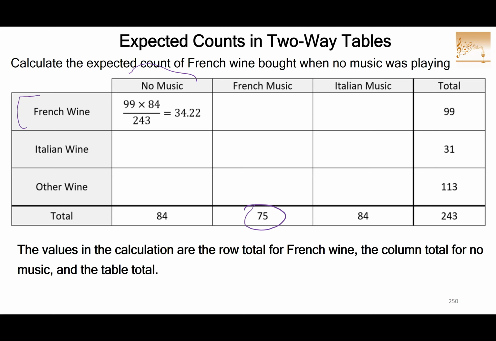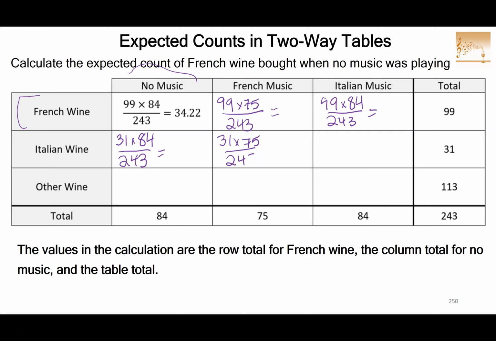If I wanted this one here, I need 99 times 75 divided by 243. We will have this filled in after. I don't know off the top of my head here. If I wanted this one here, 99 times 84 divided by 243. And you could do this for all 9 cells here. So 31 times 84 divided by 243, 31 times 75 divided by 243, and so on. You can do this for all 9 of them.